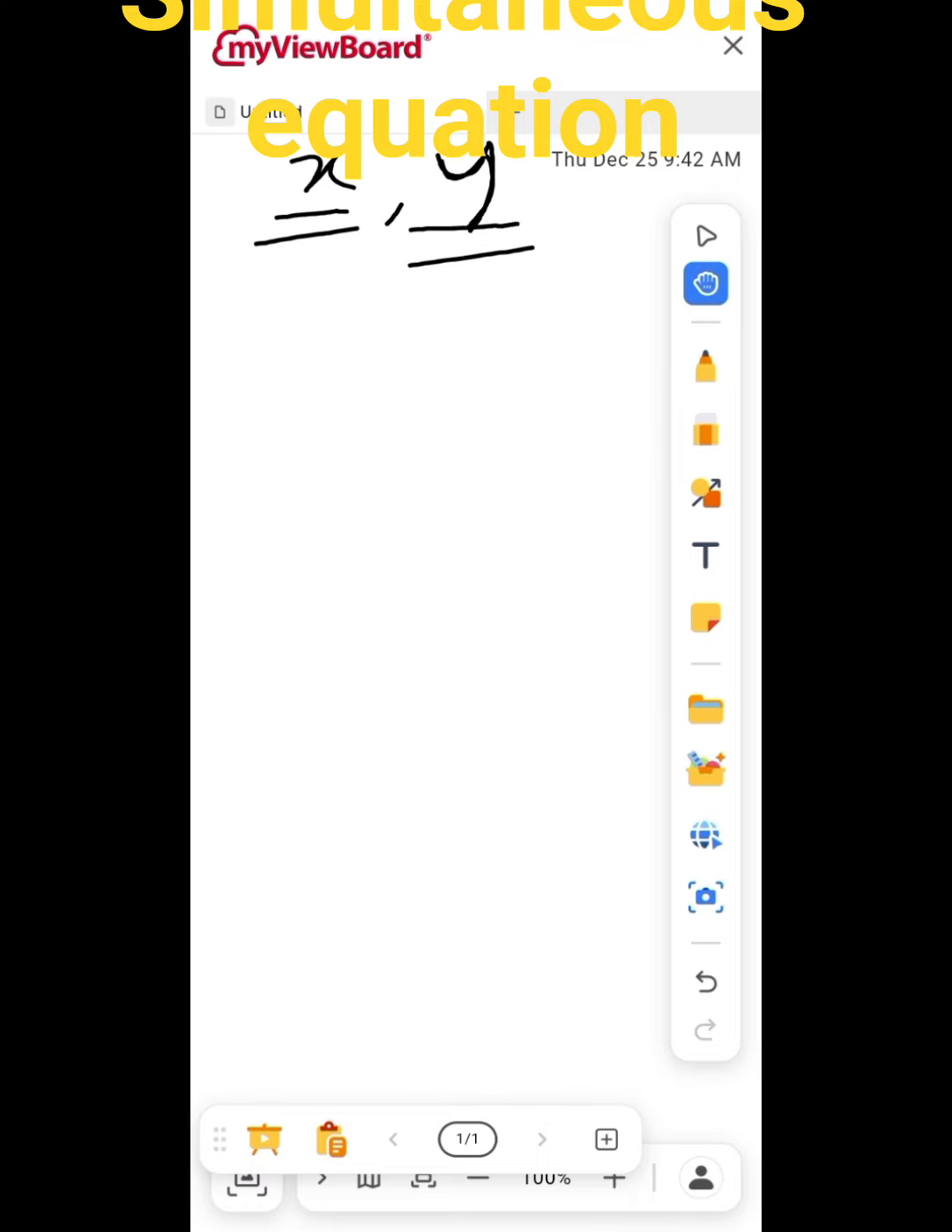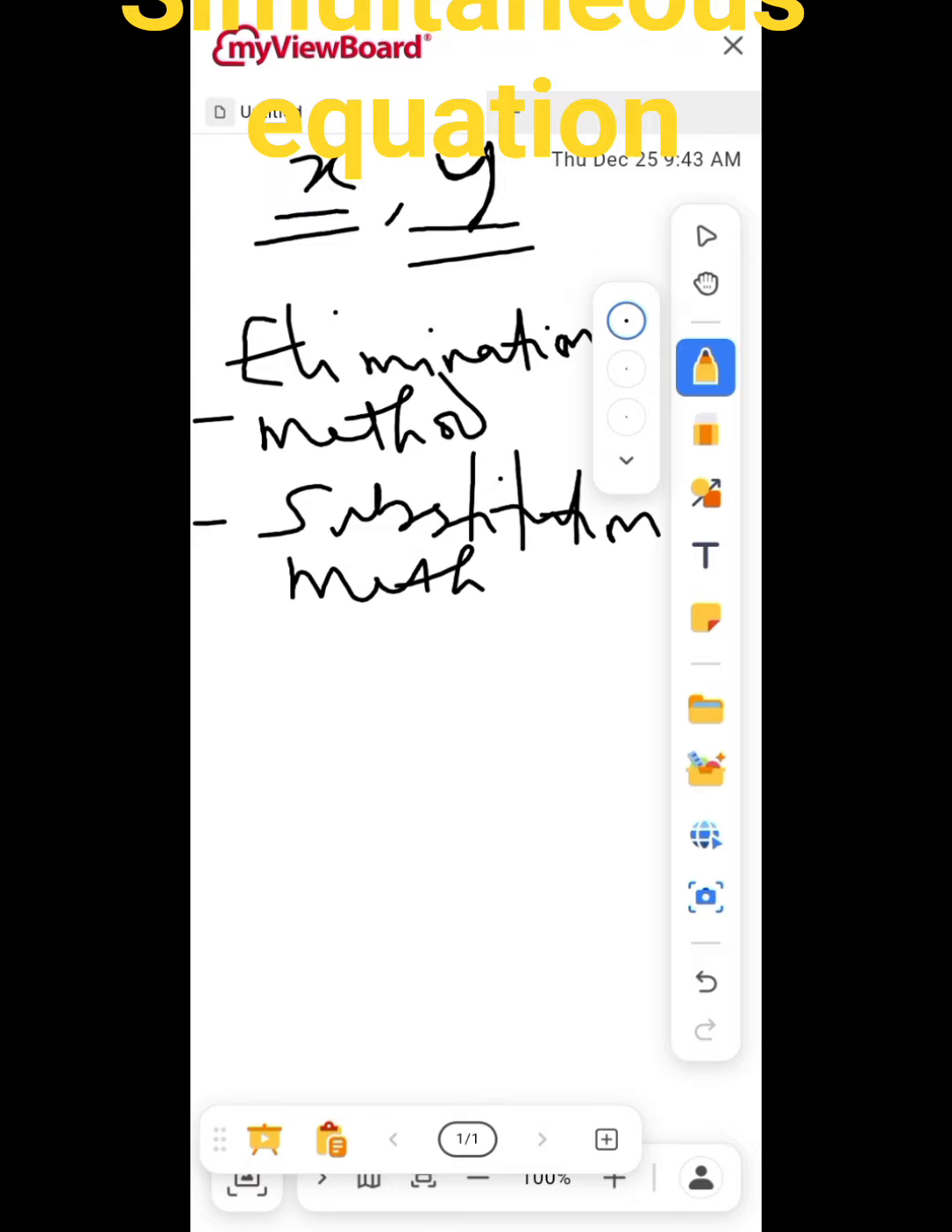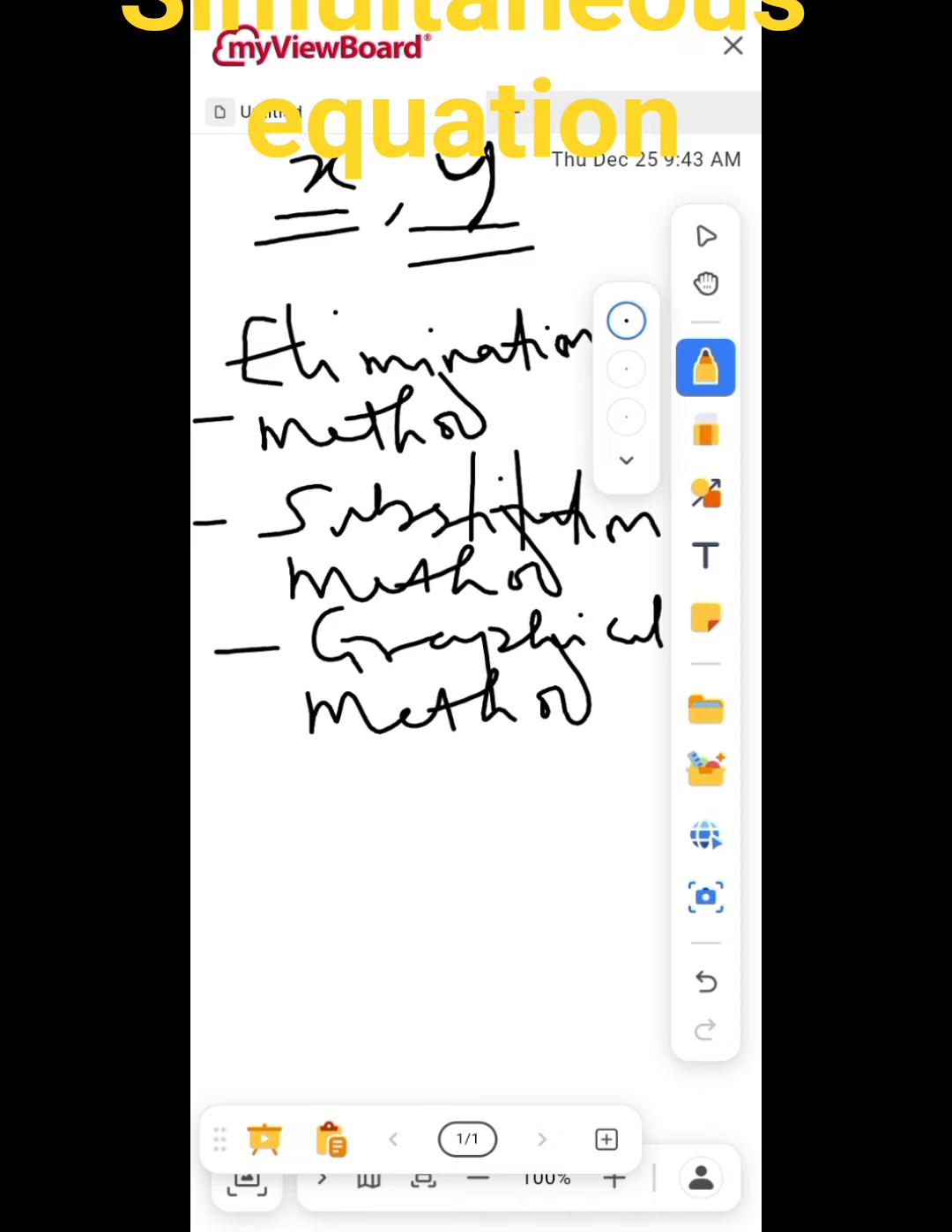Okay, so what are the various ways by which we can solve our simultaneous equation? We have the elimination method. That's the first method. We have our substitution method. And lastly, we have our graphical method. So we are going to be taking them one after the other.